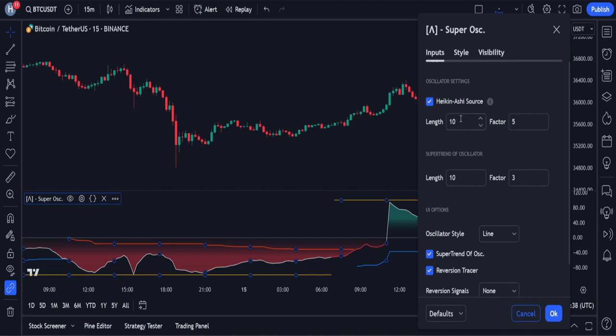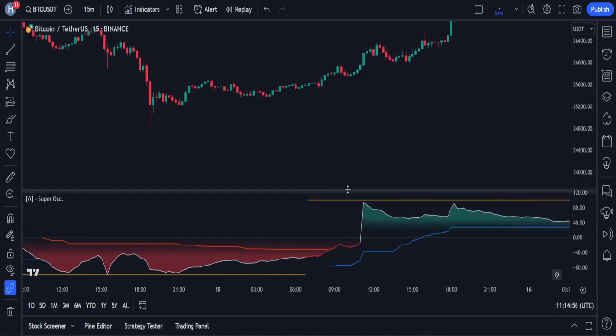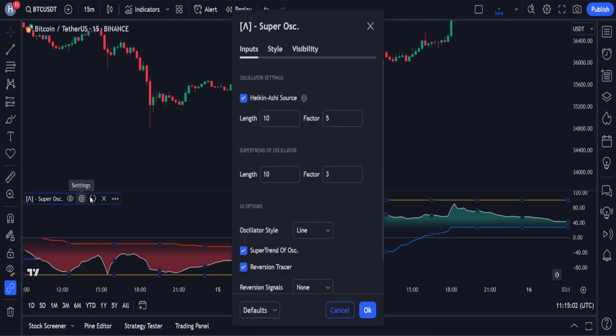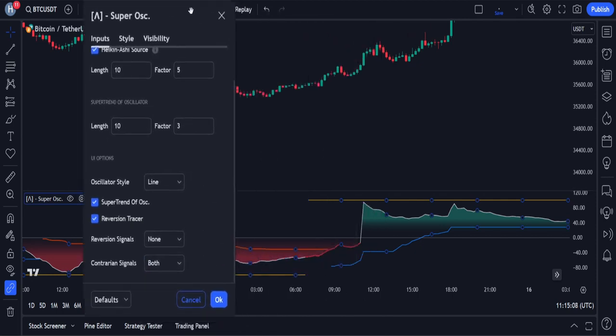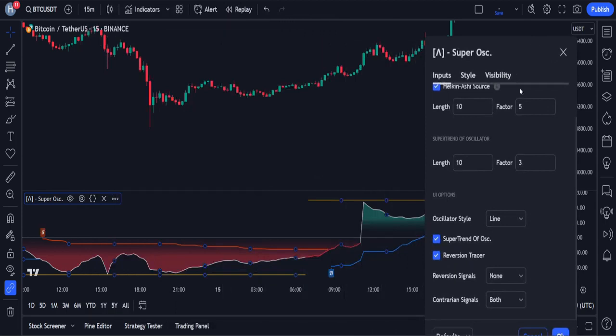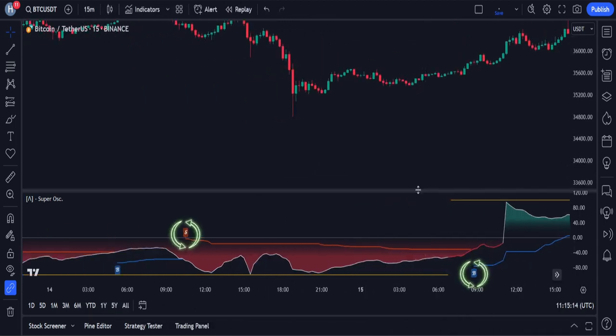Other than these white lines, which is the SuperTrend oscillator, we have red lines and blue lines. These are the SuperTrend of the SuperTrend oscillator. If you don't need it and you find them distracting, we can turn it off in the settings, but we need it for our strategy. Here for the contrarian signals, we will set it on both options. This will enable both buy and sell signals. When it becomes red, it is a sell signal, and when it becomes blue, it's a buy signal.